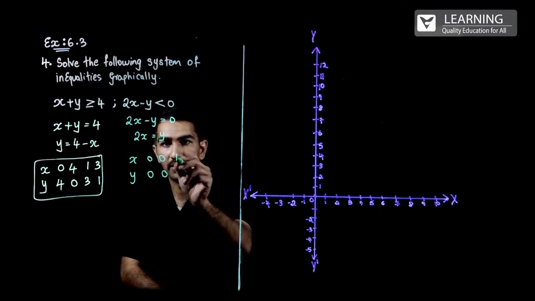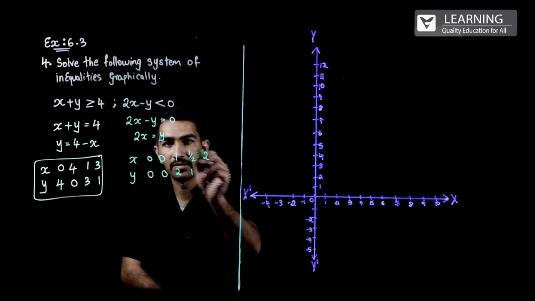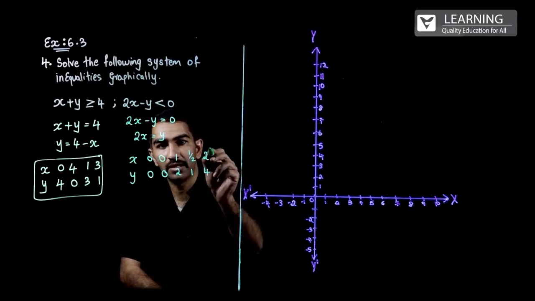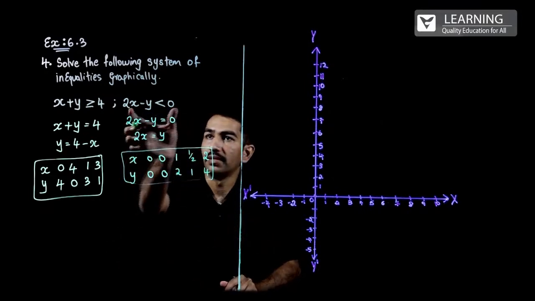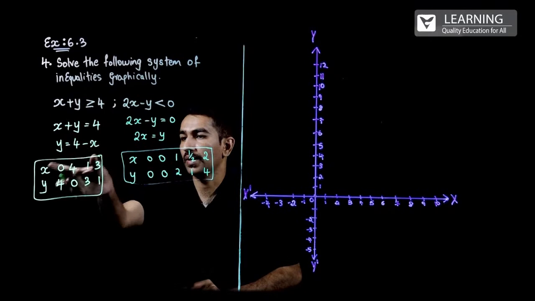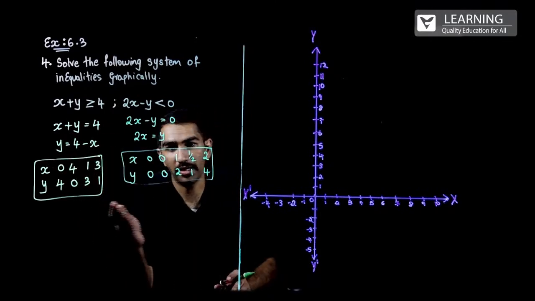Put x is equal to 1. Y is equal to 2. Put y is equal to 1. X will become how much? 1 by 2. Put x is equal to 2. Y will become equal to 4. Enough. These many points we will take. This inequality is green color. This inequality is yellow color. So we'll plot the points accordingly.